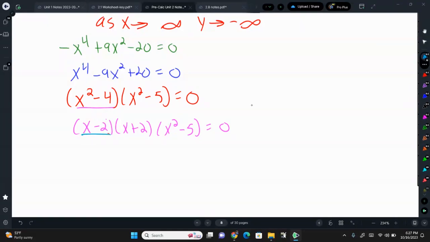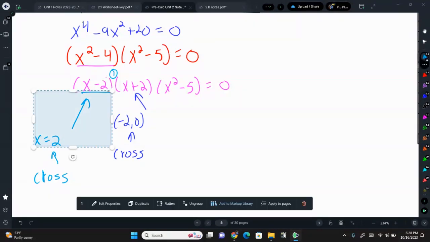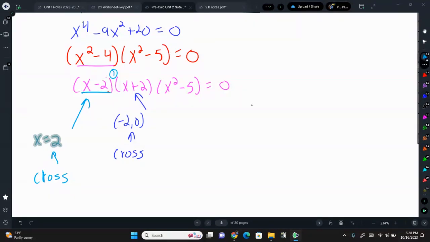So then we have x equals 2. And it's an odd multiplicity, so we're going to cross. Let's write these as intercepts. Negative 2 comma 0, which is going to be another cross. So back here, let's just change this to positive 2 comma 0.